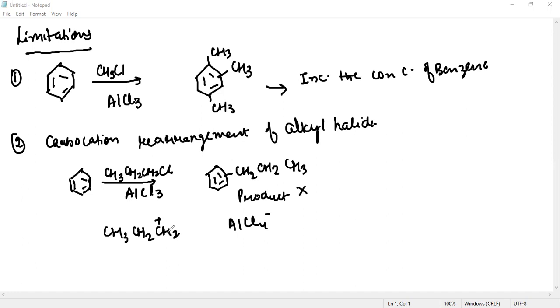Because we have learned already, this is a primary carbocation. So this is a primary carbocation, and primary carbocations are less stable than the secondary one. And what will happen is a hydride shift. So I'll show you how. So CH3CH2CH2, which is your primary carbocation. Let me emphasize this hydrogen here, and then we will see what is happening. This hydride shift is going to happen here.